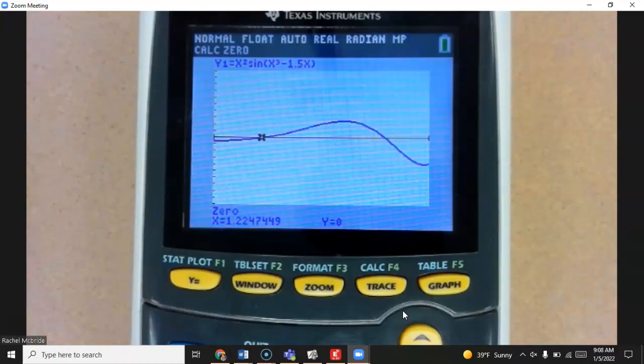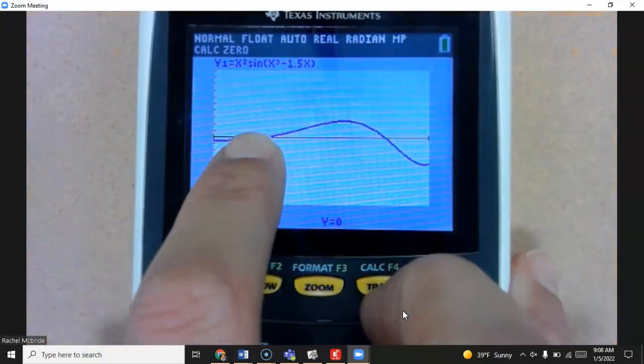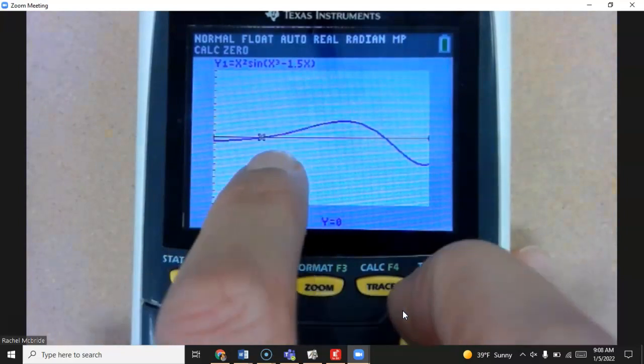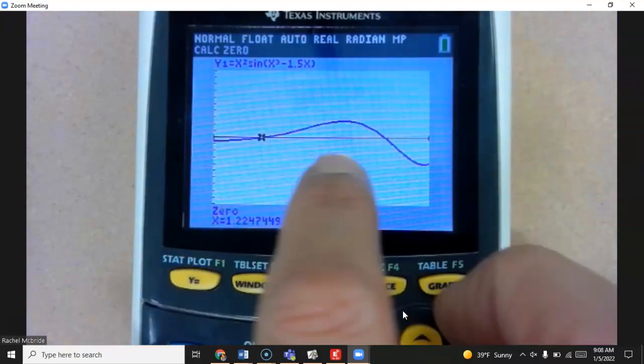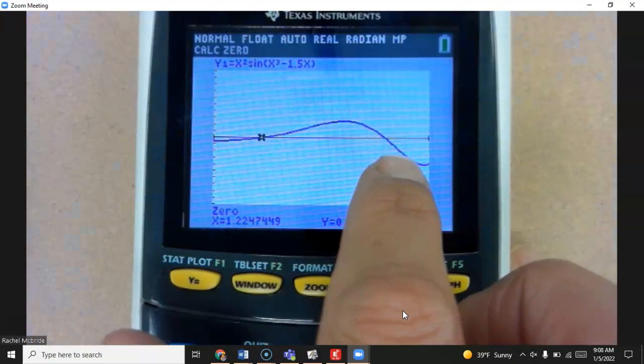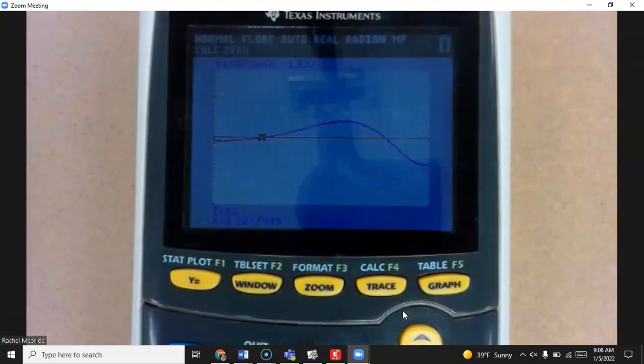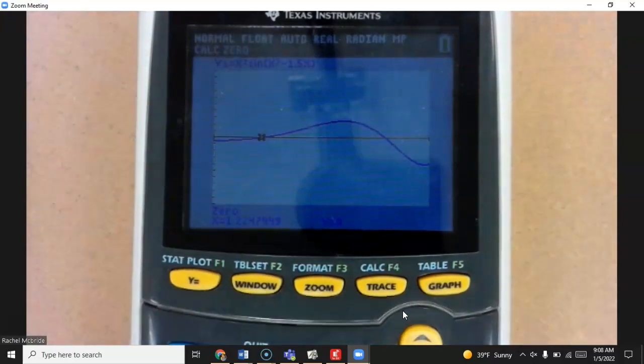Correct. Does the bug change direction at both of these times? Yes, because the bug from 0 to 1.2247 is moving backwards to forwards. And then it's moving forwards from 1.2247 to 1.8001, and then it moves backwards again. We don't know when it changes to forwards again. More than likely it does.